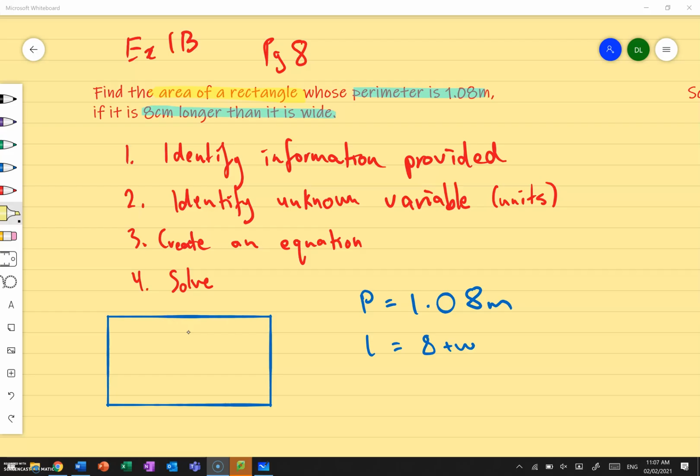So we know the perimeter is 1.08 meters, sorry. What's the first thing I need to do before I continue? So we've got 1.08 meters and we've also got 8 centimeters. Our units are different, it's going to get very confusing. Let's just change them into centimeters. So what's 1.08 meters in centimeters? 108 centimeters, thank you very much.